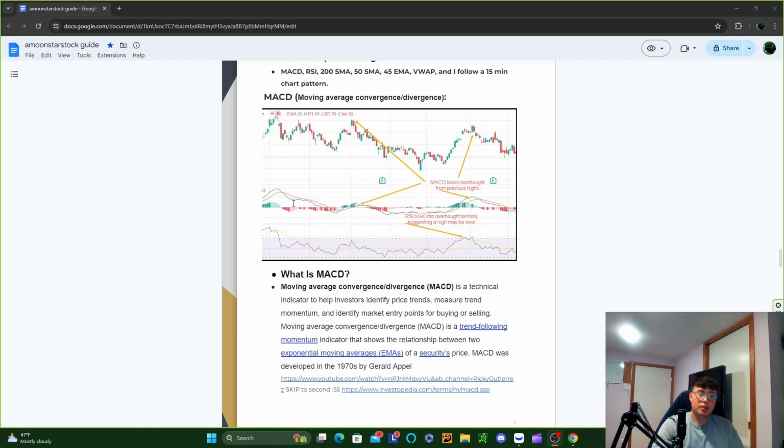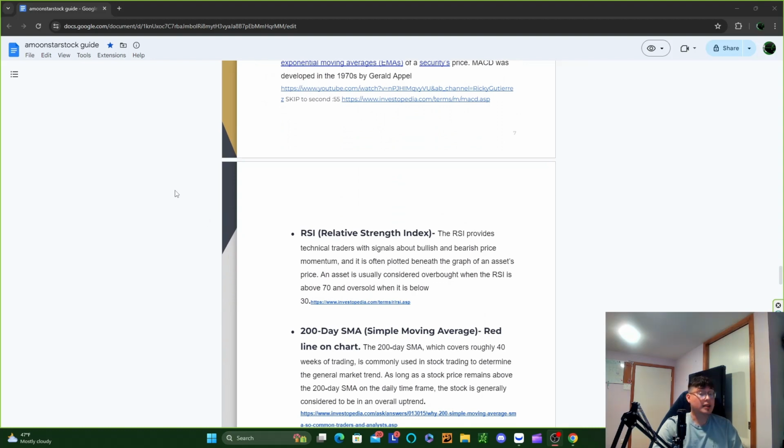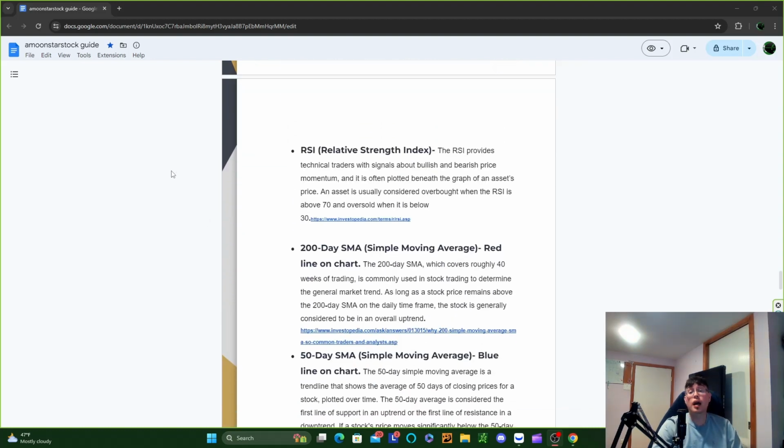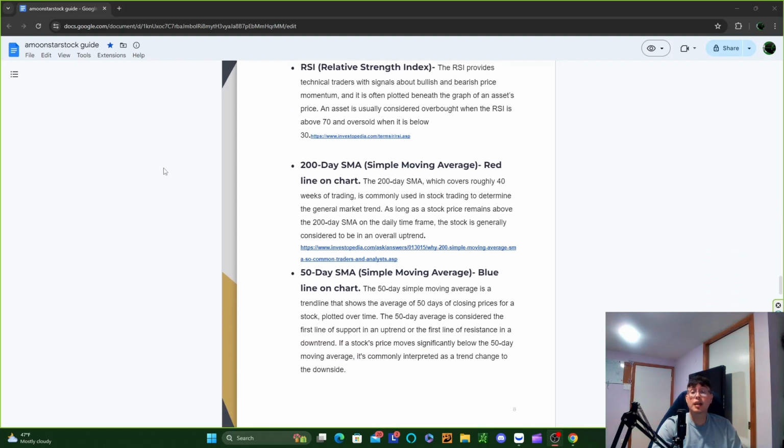So first one is going to be the MACD, this guy right here. After that, it's going to be the Relative Strength Index. RSI provides technical traders with signals about bullish and bearish price momentum. It is often plotted beneath the graph of an asset's price. An asset is usually considered overbought when the RSI is above 70 and oversold when it is below 30. And then we have the 200-day SMA, simple moving average.